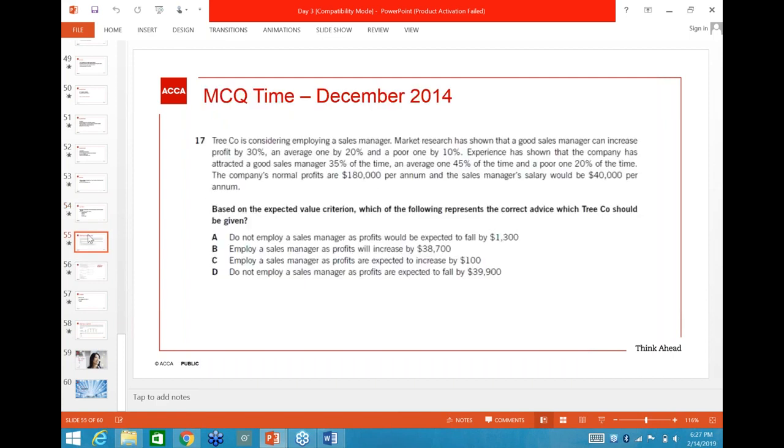Right. So I think we have four questions to finish the topic. MCQ time from December 2014. Can someone get this answer for me while I respond to some of your queries?